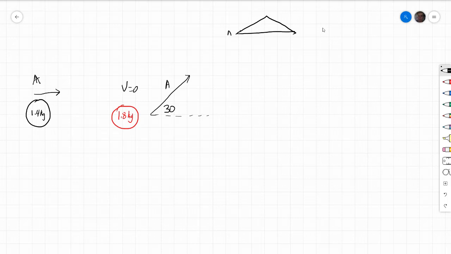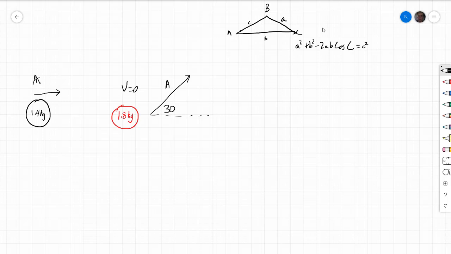So I'm going to label this triangle with vertices A, B, and C, and then it has opposite sides of lowercase letters. So opposite angle A is side a, opposite angle B is side lowercase b, and opposite angle C is side lowercase c. The law of cosines says a squared plus b squared minus 2ab cosine capital C equals c squared.